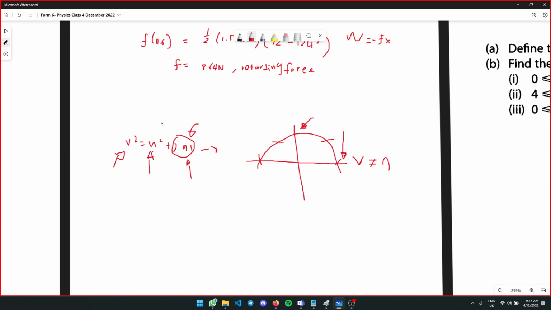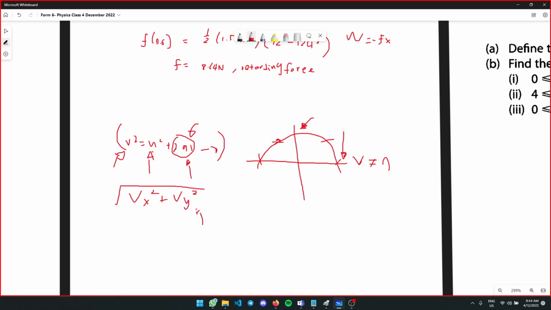Even if you know this, you still have to remember Vx, because if they ask you for the speed, it's Vx squared plus Vy squared. So you have to know Vx also.